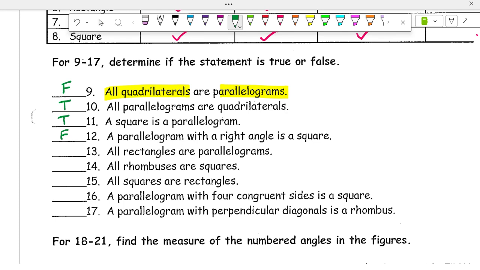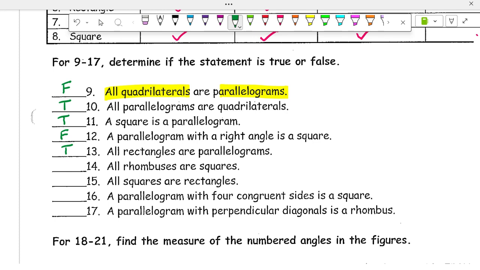13. All rectangles are parallelograms. Is that true or false? Think about it. Raise them. That is 100% true. A rectangle will always be a parallelogram.